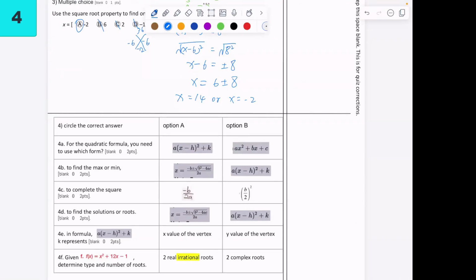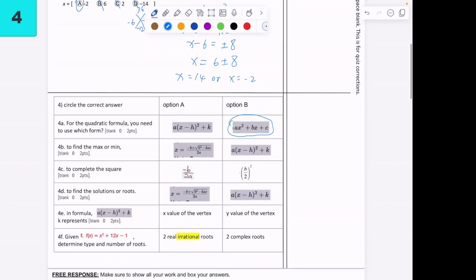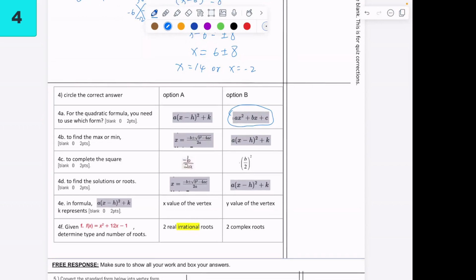Circle the correct answer. For A, for the quadratic formula, you need to use which form? Okay, the quadratic formula is actually derived from the standard form, because all of the parameters inside the quadratic formula are a, b, and c, right? a, b, and c are from the standard form. So that's option B. And for B, to find the maximum or minimum, they are taken from the vertex form, right?